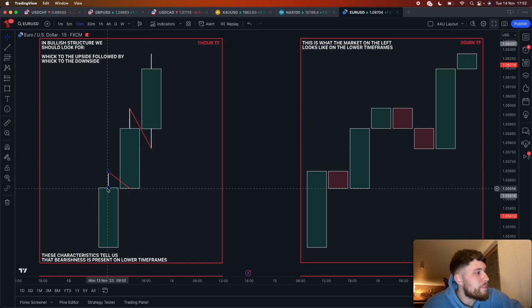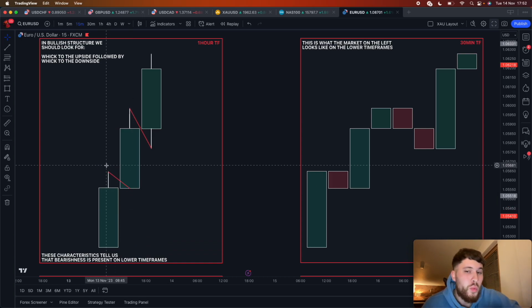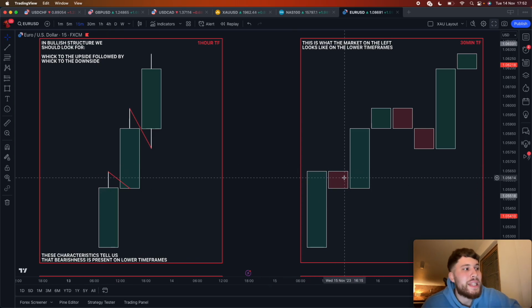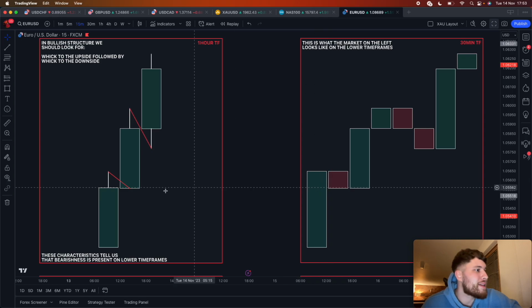What we may see is a wick to the upside, but no wick to the downside. But this still tells us that there was some bearishness present within this market on the lower time frames, because price did trade up to this point, but ended up trading lower and closing down here. So we still have that bearishness from this 1 hour candle here. As you can see, this is the example that we've got on the 30-minute time frames.